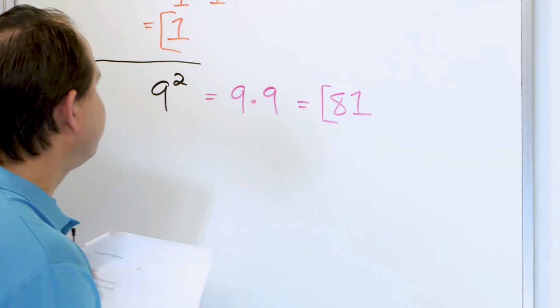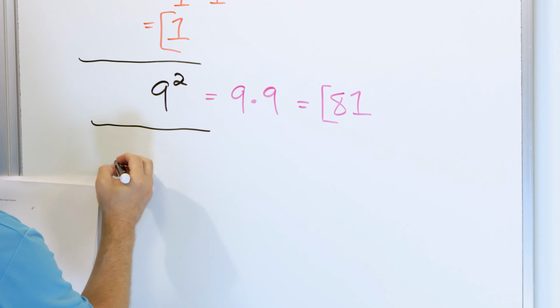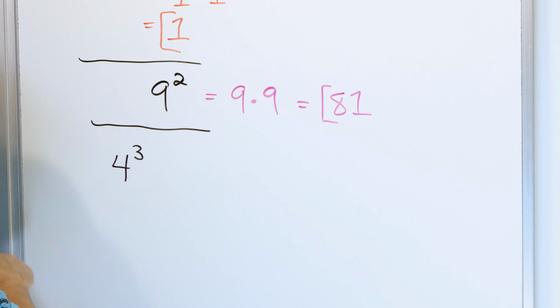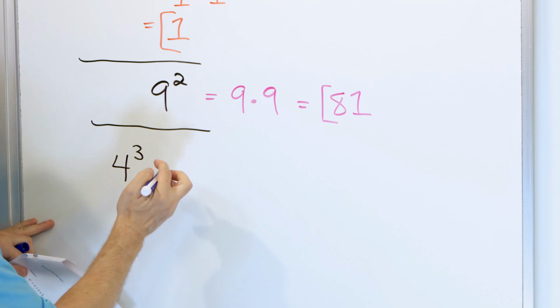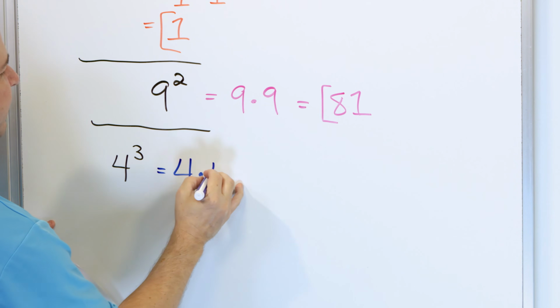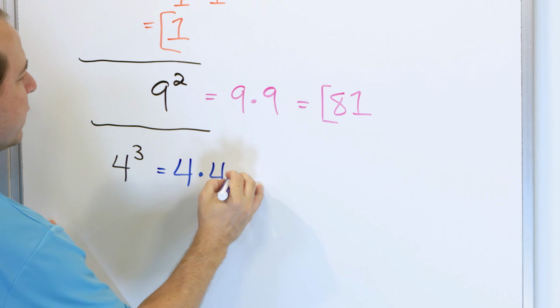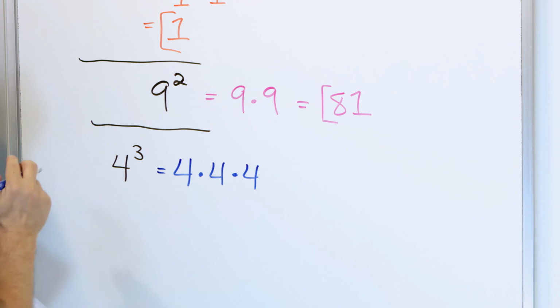Now, here is our last problem. I think we'll slide over and do it here. Let's take a look at 4 to the power of 3. So what do we have? We have 4 times 4. That would be squared. But we have a third one, so it's 4 times 4 times 4.